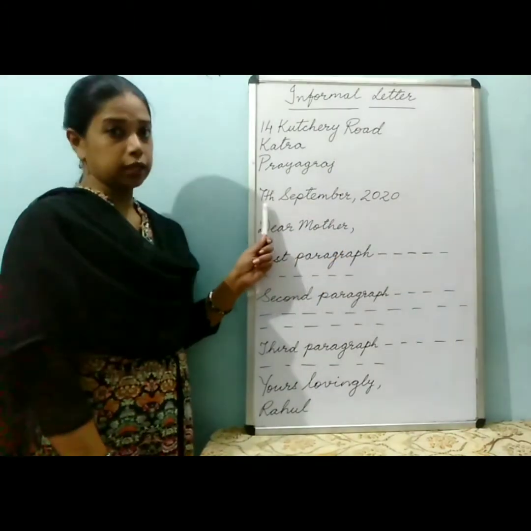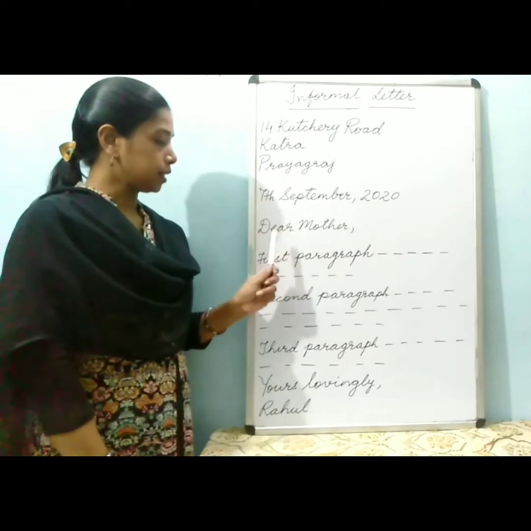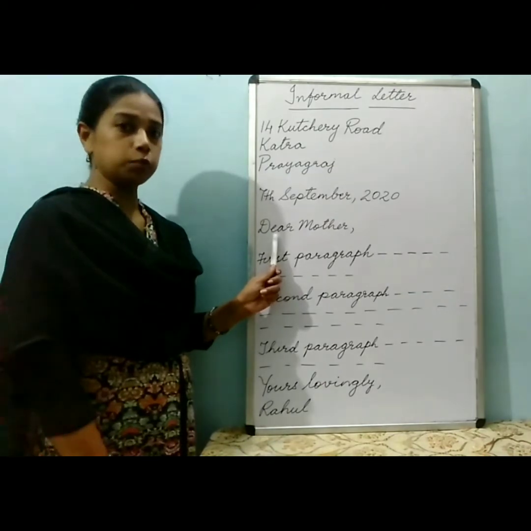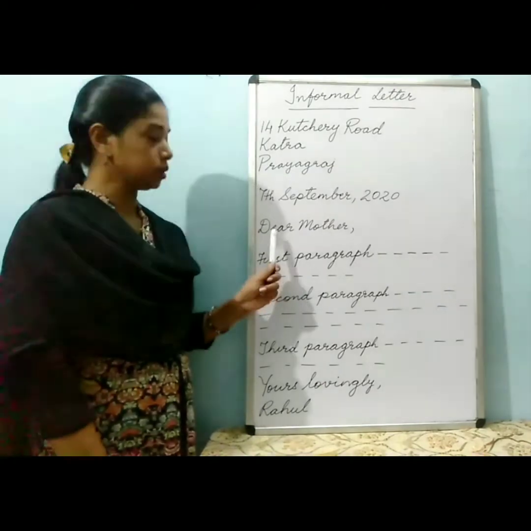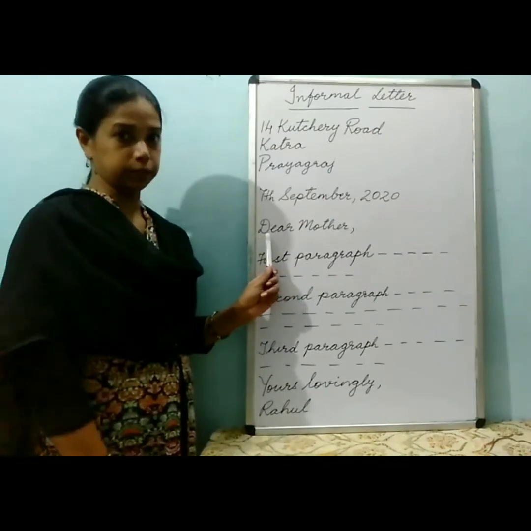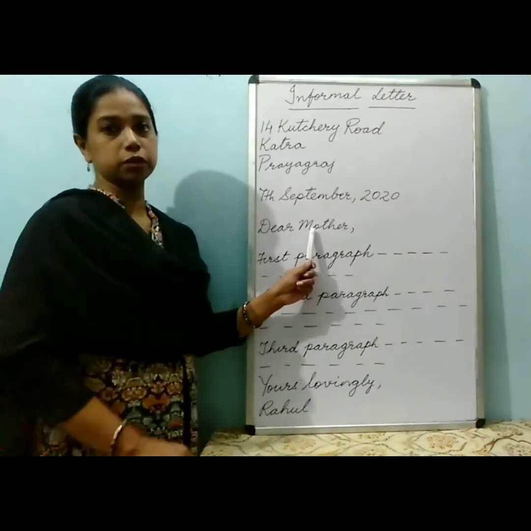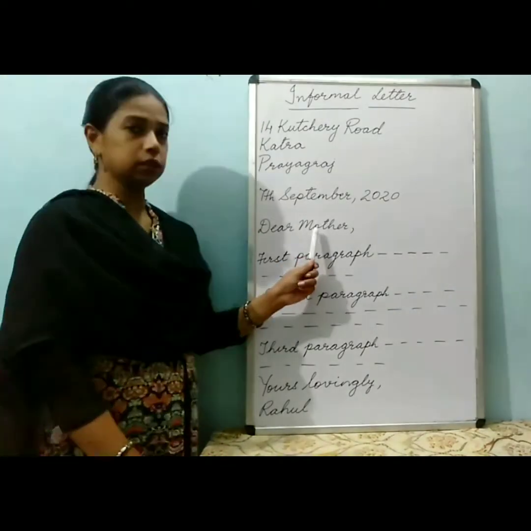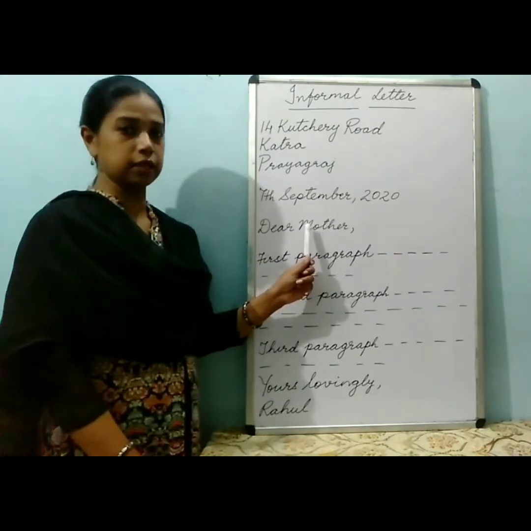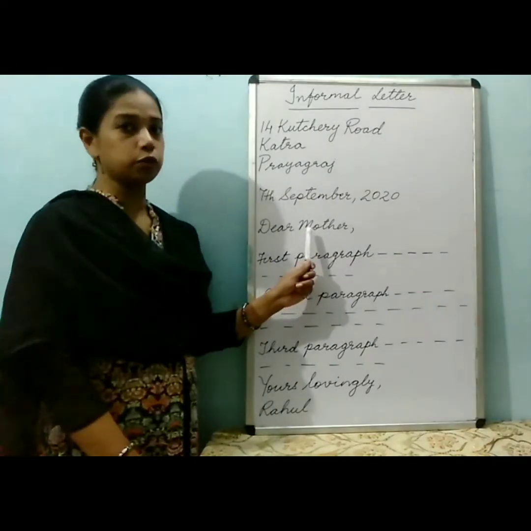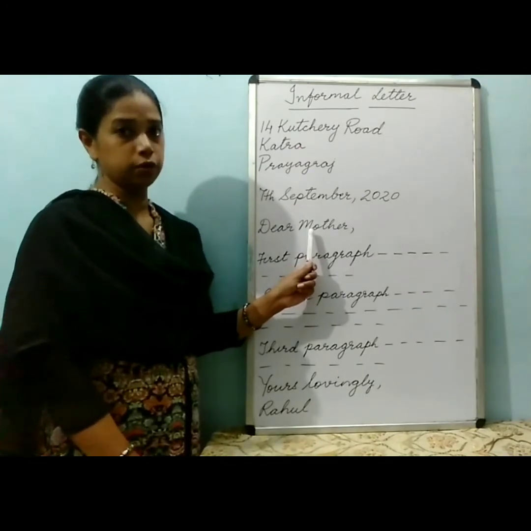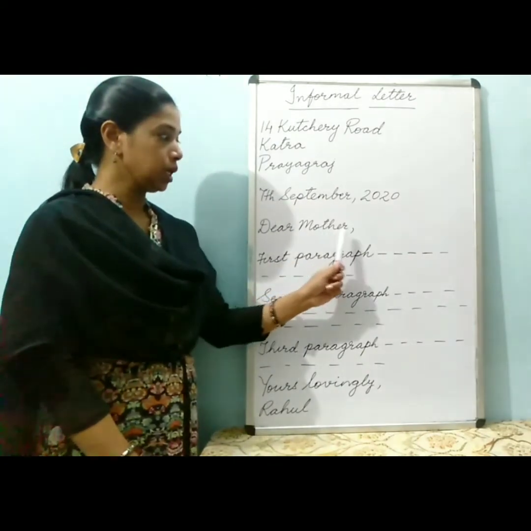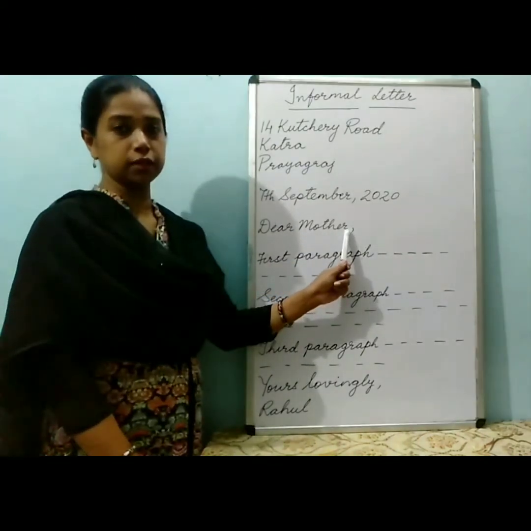Then after the date, again you leave one line here and then comes the salutation. Salutation means the greeting. And in informal letter, you always start the salutation with dear or my dear. And then the person to whom you are sending, you write the name of that person. If it is mother, father, you write mother and father, just like that. If it is for your friend, then you write only the first name of your friend, no surname, only the first name. So you write like this, dear mother, and then put a comma. Don't forget the comma, children.